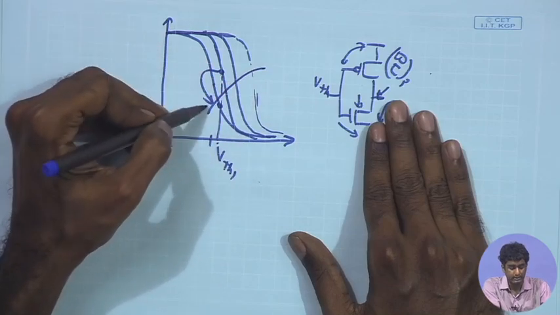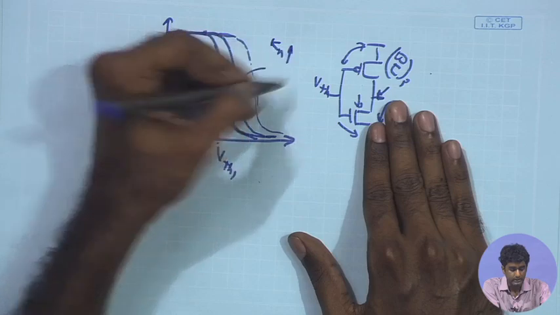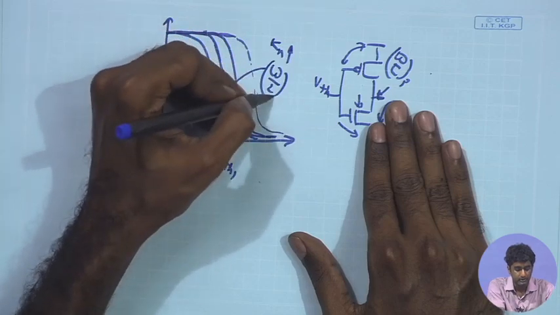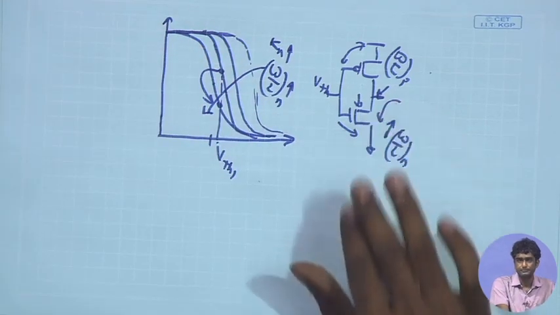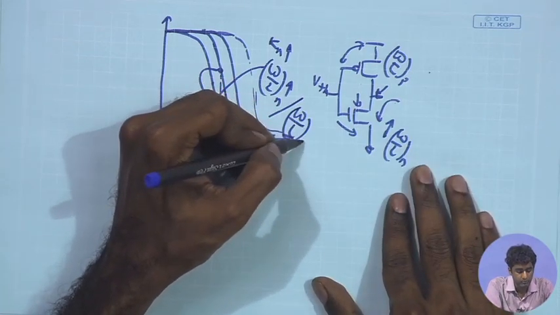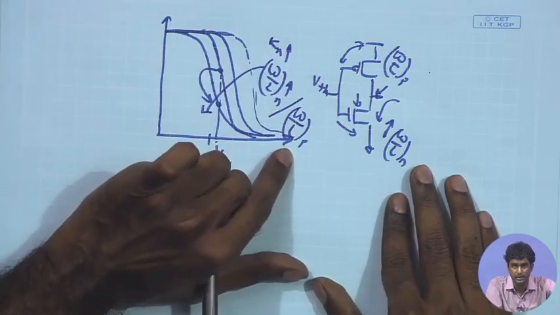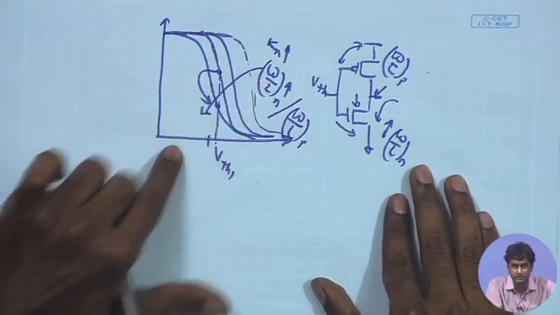So this is the direction in which my Kn is increasing, or in other words, W by L of N is increasing. Or you can say the ratio of these two quantities, W by L of N and W by L of P. So if I'm making the W by L of N stronger as compared to W by L of P, then this is the shift in the characteristic that I can obtain.